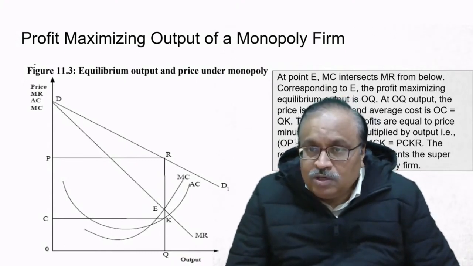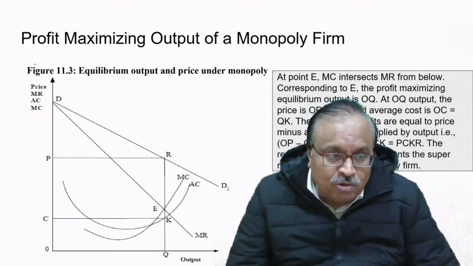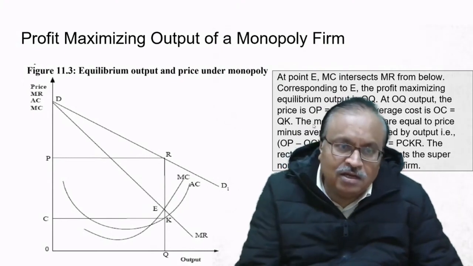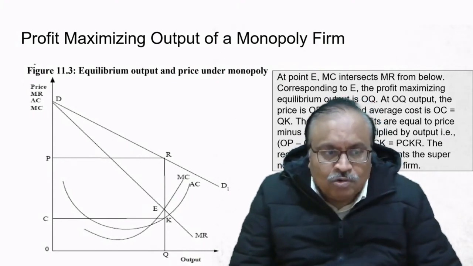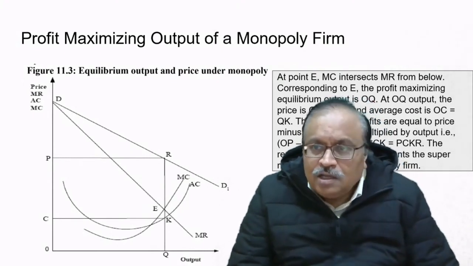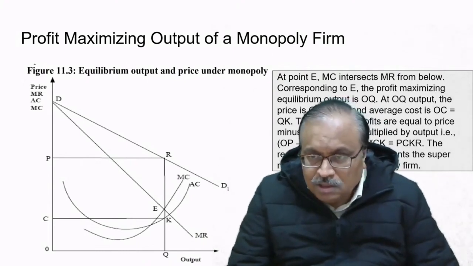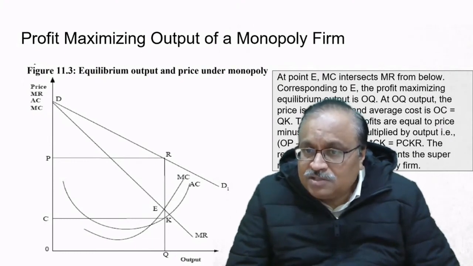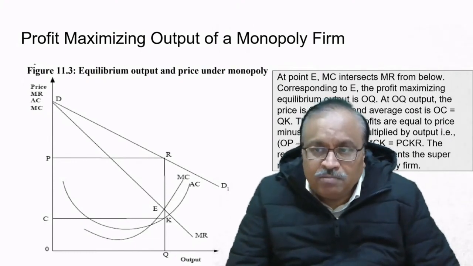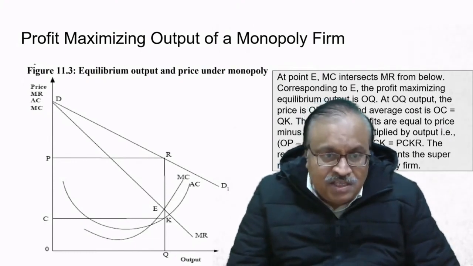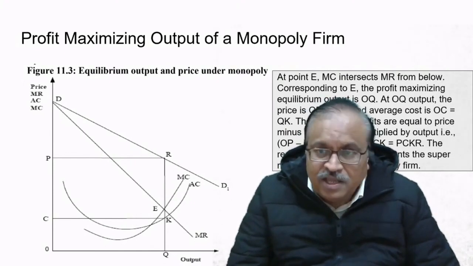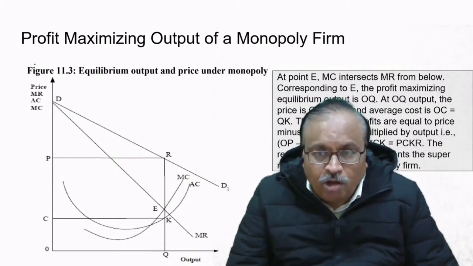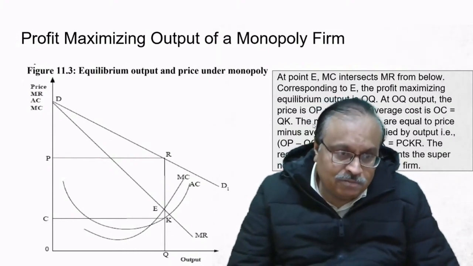At OQ output, the price OP is equal to QR. So OP is equal to QR means, since it looks like a square form, that is what our price indicates. The monopoly profits are equal to price minus average cost multiplied by output. So PCKR is our super normal profits of the monopoly firm.